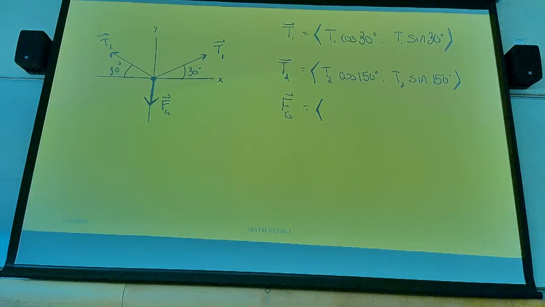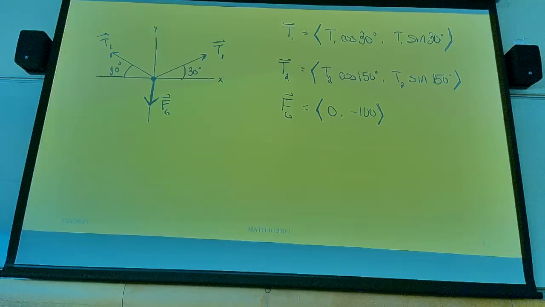0, negative 100. Zero, negative 100. And all the magnitudes have what unit? So what's the units for force? Not in this problem. Pounds in this problem. Why is it negative 100?